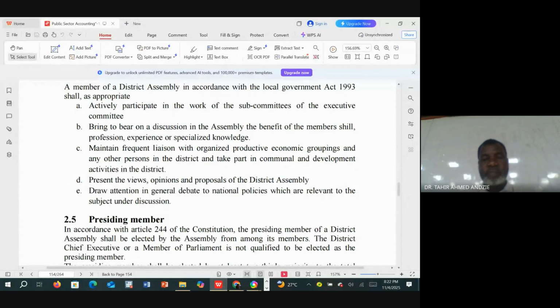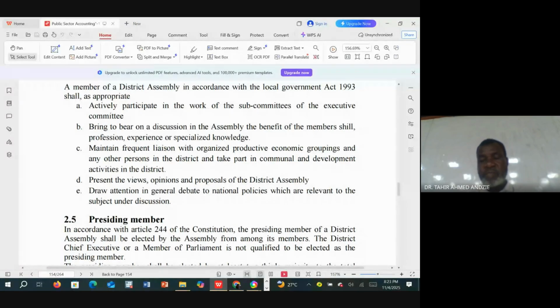Some of the assembly members have connections. They can connect to people in other countries to come and bring development, apart from what the district can give to the local areas. You can connect people as an assembly member with your experience and with the specialized knowledge you have. Liaise between organizations for productive economic groupings and any other person in the district, and take part in the communal and development activities in the district.